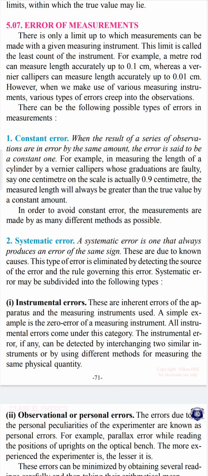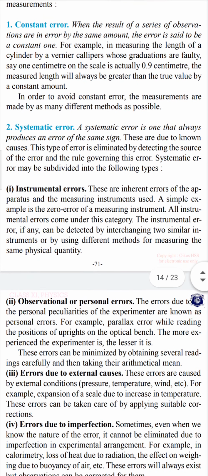However, when we make use of various measuring instruments, various types of errors creep into the observations. There can be the following possible types of errors in measurements. 1. Constant error. When the results of a series of observations are in error by the same amount, the error is said to be a constant one. For example, in measuring the length of a cylinder by a vernier calipers whose graduations are faulty, say 1 cm on the scale is actually 0.9 cm, the measured length will always be greater than the true value by a constant amount. In order to avoid constant error, the measurements are made by as many different methods as possible.